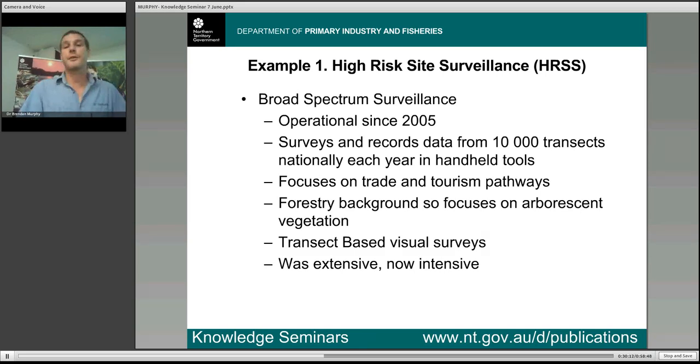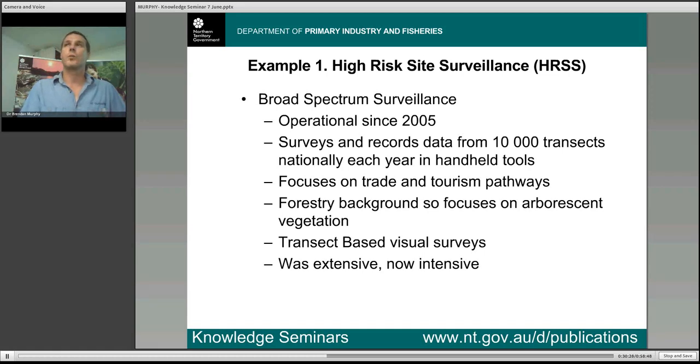I understand that at the moment it surveys 10,000 what we call transects, and we'll look at those in a moment. This operates at a national scale. It focuses on trade and tourism pathways, and it has a forestry background.